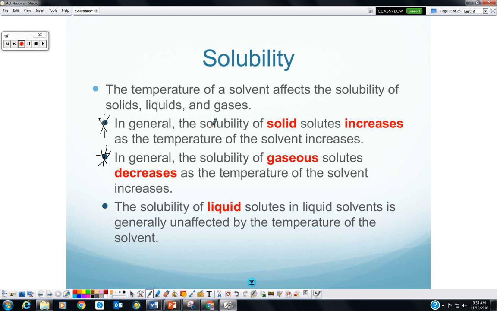So a solid in a liquid, it is a direct relationship, and a gas in a liquid, it is an inverse relationship. So solid in a liquid, temperature goes up, solubility goes up. Gas in a liquid, temperature goes up, solubility goes down.